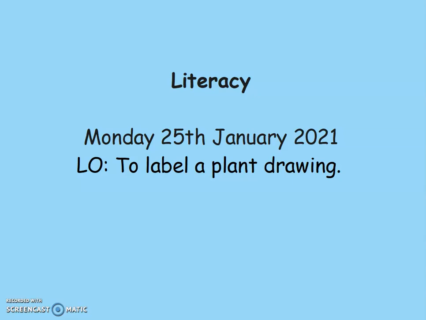The first thing you need to do this morning is write the date and the learning objective in your literacy book. The date is Monday the 25th of January 2021 and our learning objective today is to label a plant drawing. Pause the video and write this in your book now and press play to continue with the lesson.